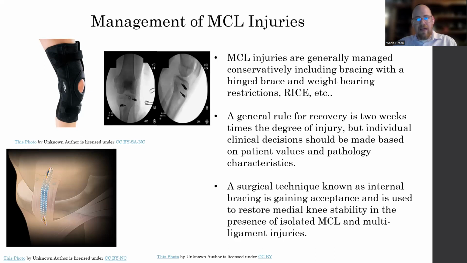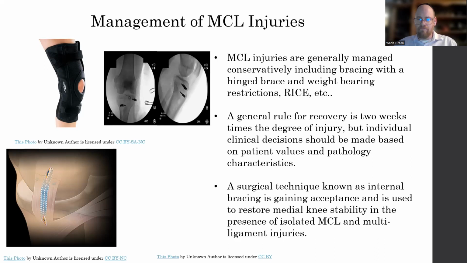But remember, this is more of a rule. This is not patient specific. So make sure that you're making a clinical decision based on the patient, on their values, and obviously on the characteristics of the injury, right? Of the pathology.